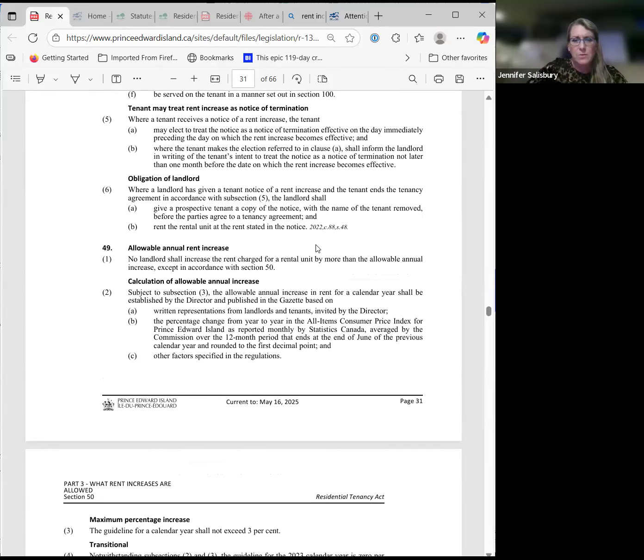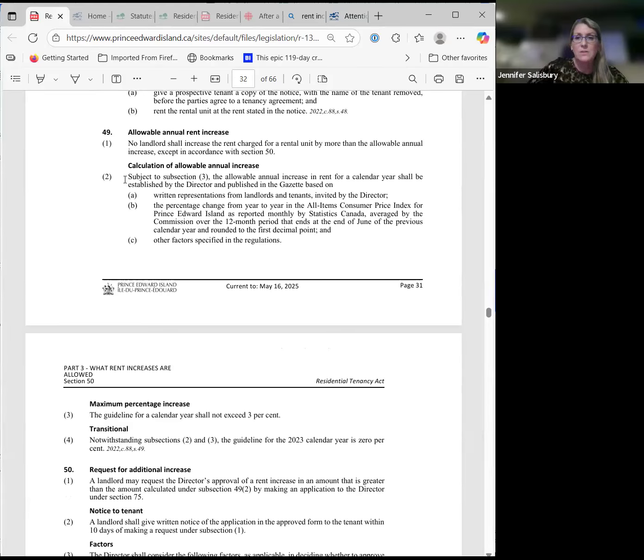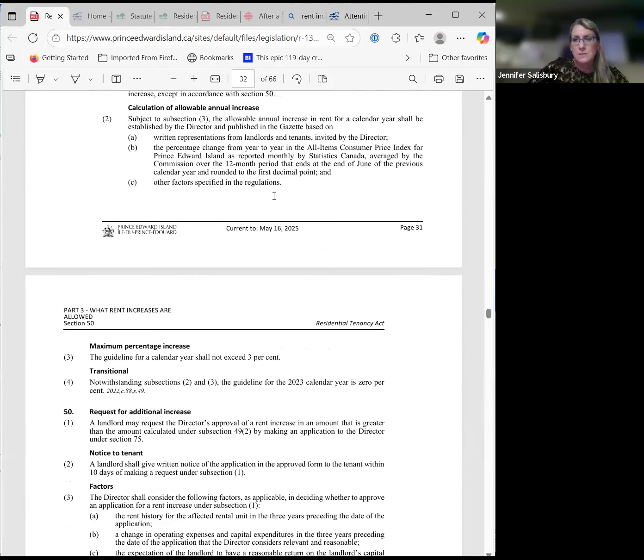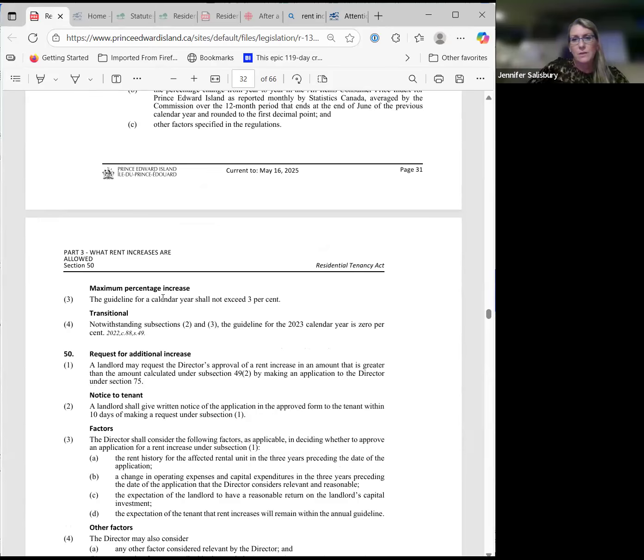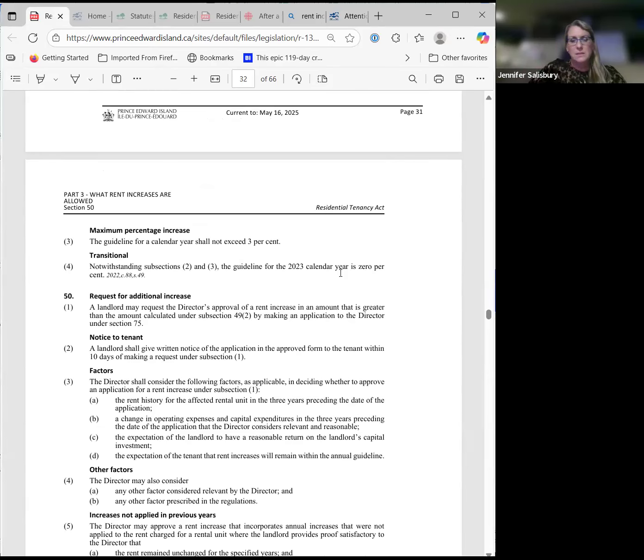Okay, calculation of an allowable rent increase. Okay, we just saw how they do it. The director sets the amount that you can. The guideline for the calendar year shall not exceed 3%. We just saw that the maximum percent in rent increase per year is 3%. And oh, look at this. The guideline for the 2023 calendar year was 0. You could not raise rents at all in PEI in 2023. Interesting.